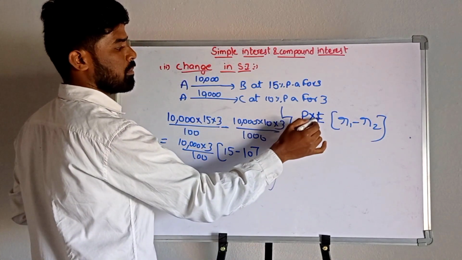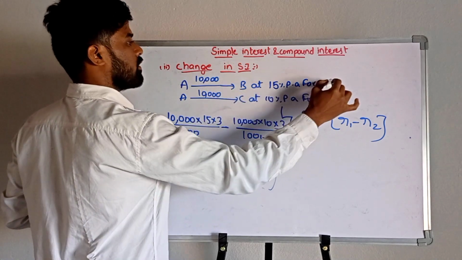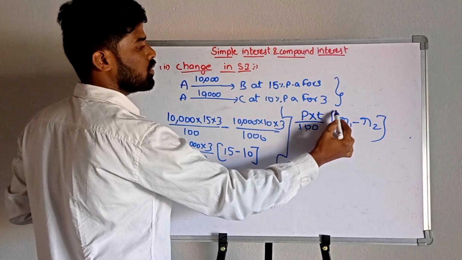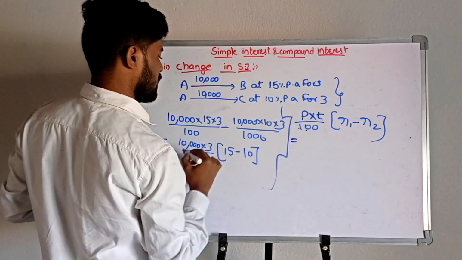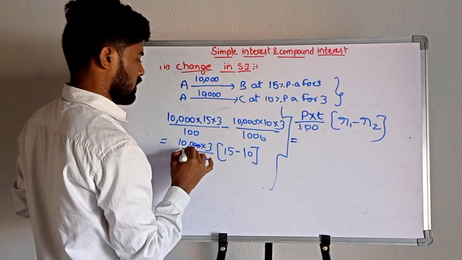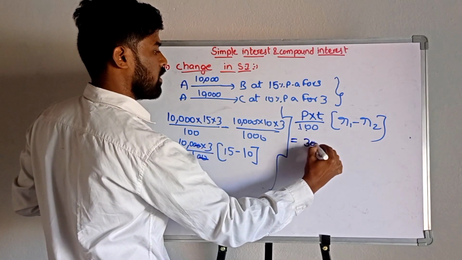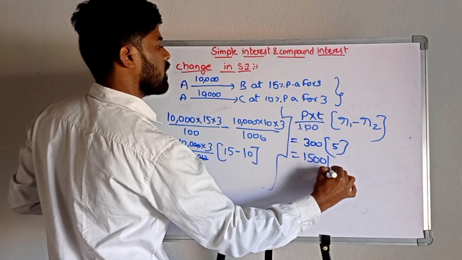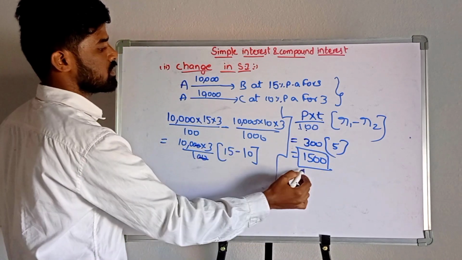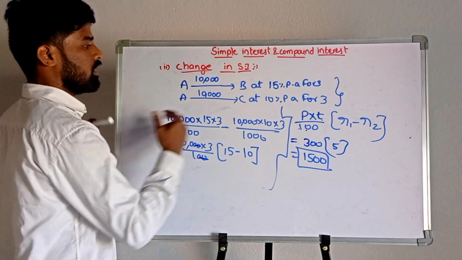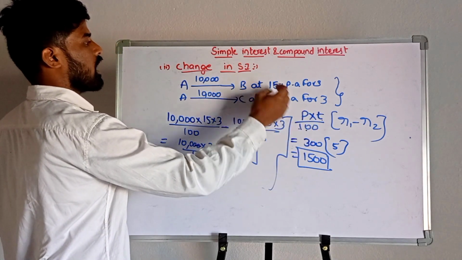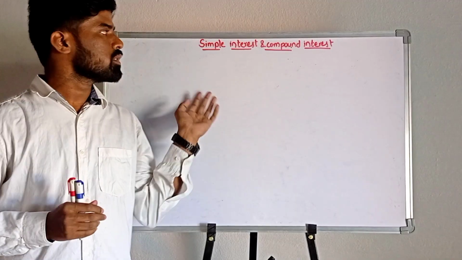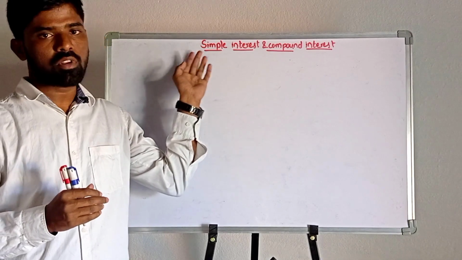When principal and time are constant, for calculating change in simple interest, the formula is principal into time divided by 100 into R1 minus R2. Here 10,000 into 3 divided by 100 is 300, into 15 minus 10, which is 5, gives 1500. Change in simple interest is 1500. When principal and time are constant, for calculating change in simple interest, we use this formula. That's all about this video. In the next video, we will discuss more about simple interest.